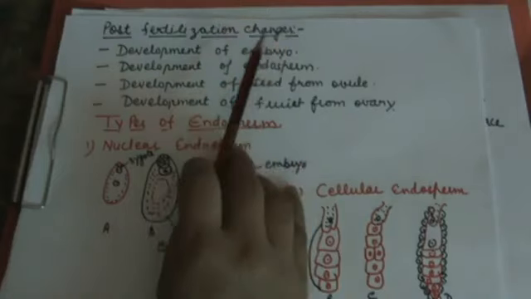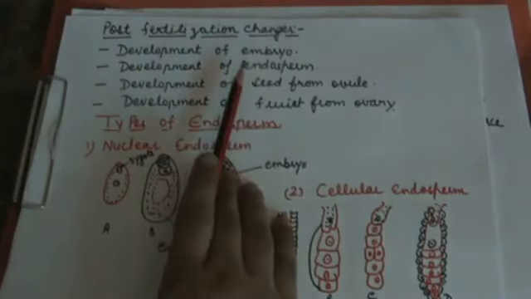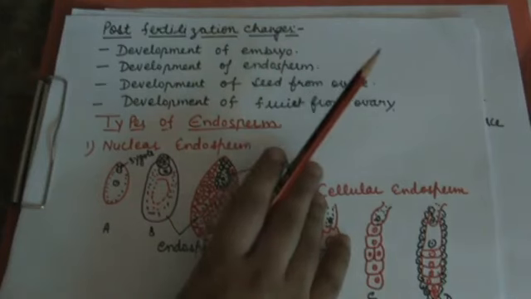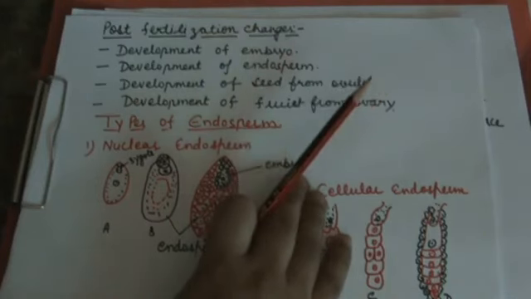Soon after the act of double fertilization, the flower begins to lose its shine, meaning the petals, the stamens, and the style fall off. The calyx may also fall off in some cases, but in some cases it may persist, for example, in tomato and brinjal.